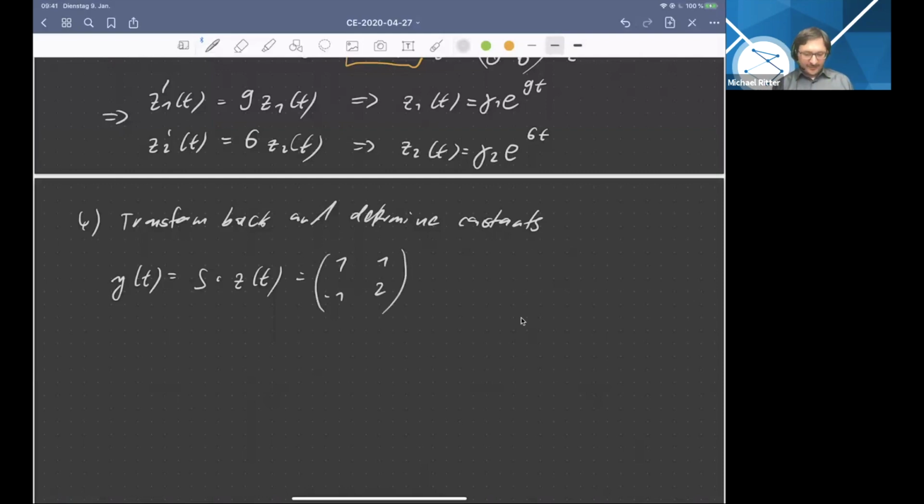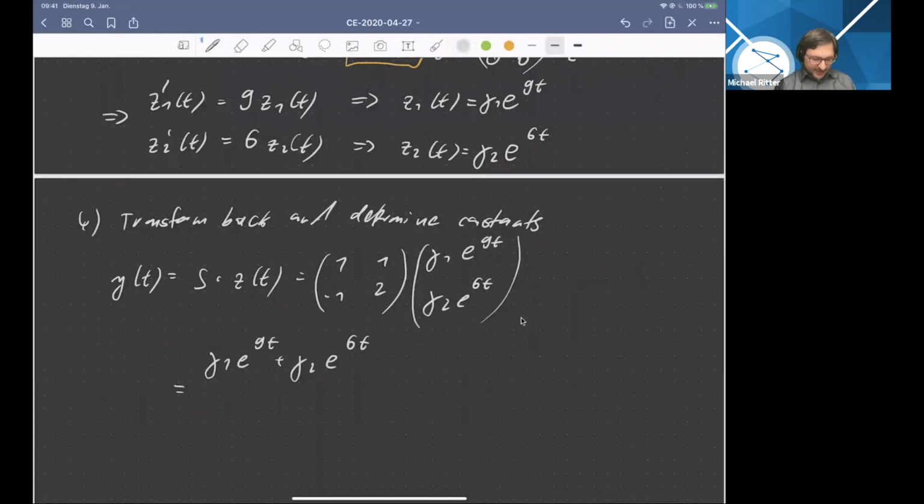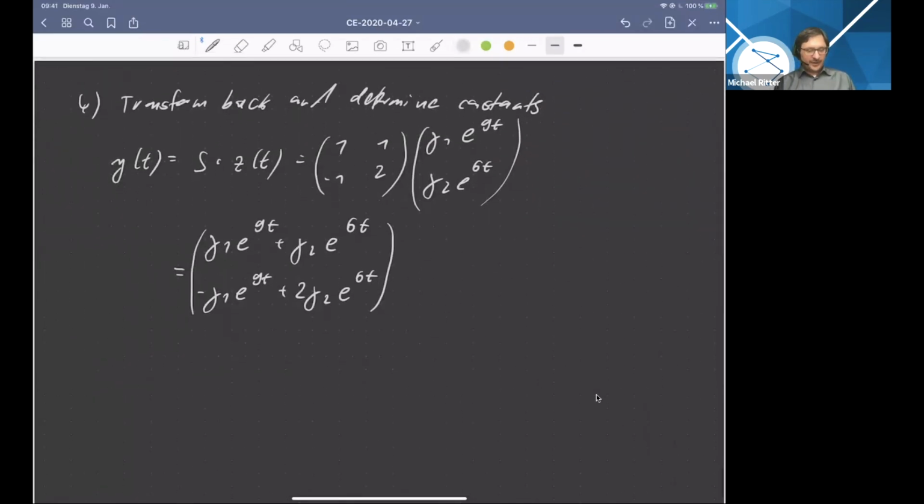And the solution set that we got above, here we have gamma 1, gamma 2 times e to the 9t or e to the 6t. So it's gamma 1 e to the 9t, and gamma 2 e to the 6t. We just multiply this matrix vector product. And what we get is, in the first row, gamma 1 e to the 9t plus gamma 2 e to the 6t, and then minus gamma 1 e to the 9t plus 2 gamma 2 e to the 6t. Okay, so those are the solutions for our original system.